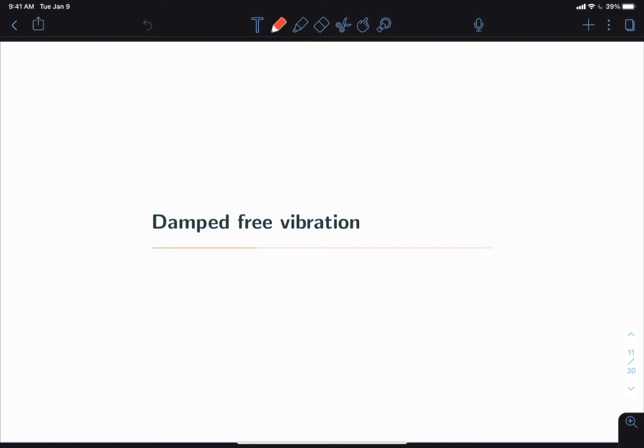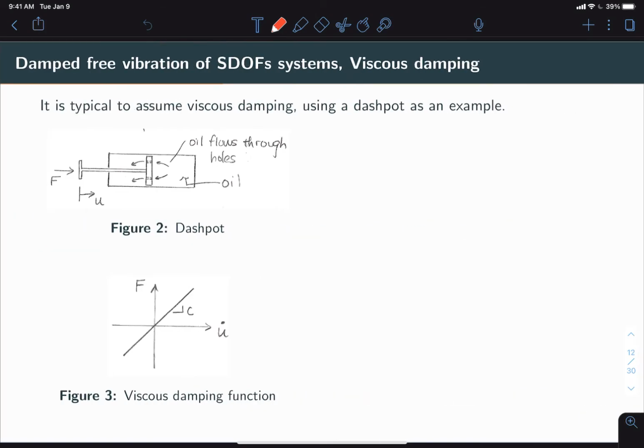Now it's time to add damping to the equation of motion. Generally, when we talk about damping, we assume viscous damping, using the dashpot mechanism as an example. So here in figure 2, we have a dashpot, which is essentially a piston in a chamber full of oil, and this piston has small holes which allow the oil to flow through.